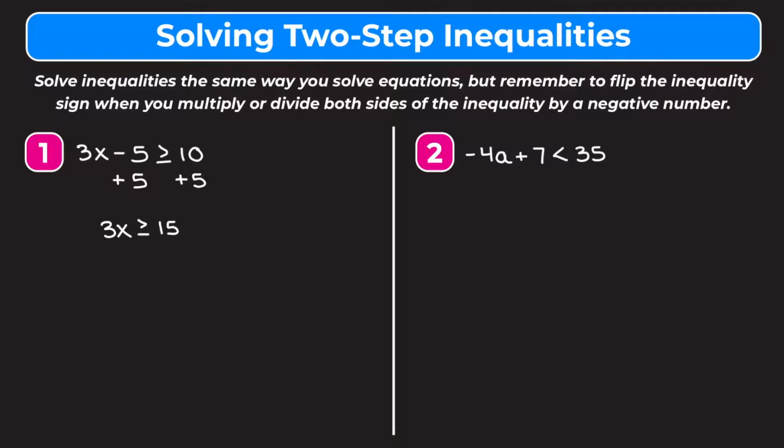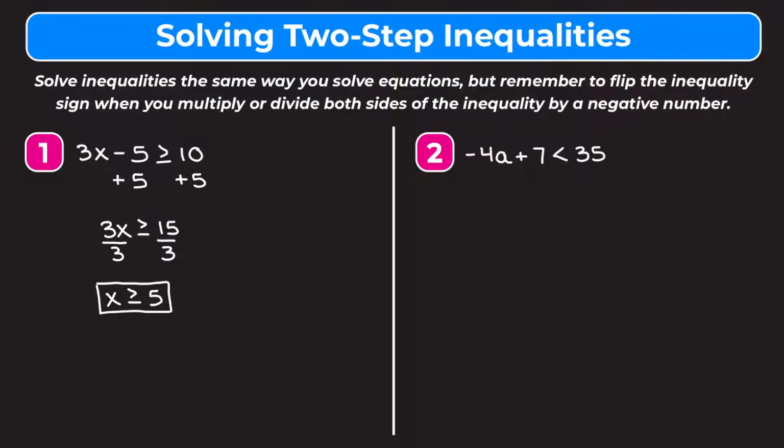Now we need to divide both sides by 3. On the left side, 3 over 3 is 1, so we're left with 1x, which is just x. On the right side, 15 over 3 is 5. So we get that x is greater than or equal to 5.